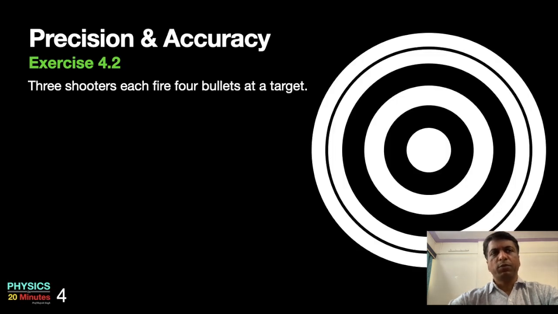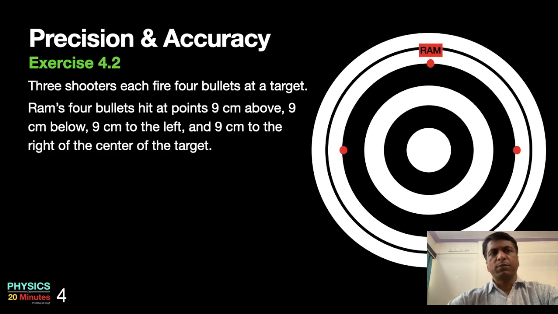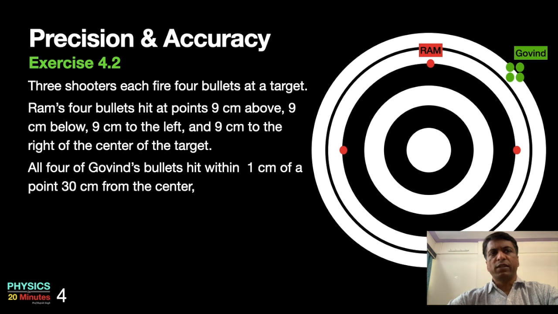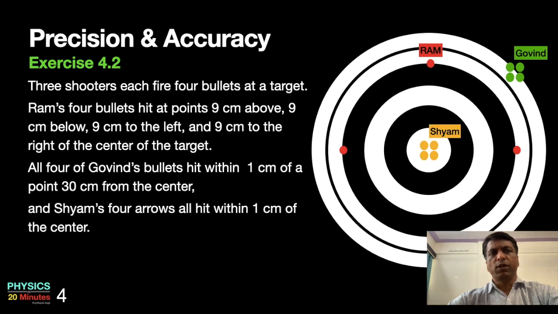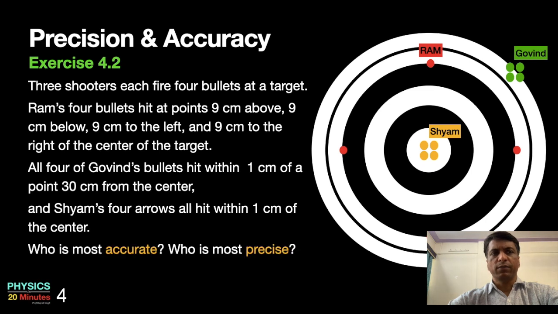Let's take another example. Three shooters fired four bullets at a target. Ram's four bullets hit at a point 9 cm above, 9 cm below, 9 cm to the left and 9 cm to the right of the target. Govind's four bullets hit 1 cm off a point 30 cm from the center. Shyam's all four bullets hit within 1 cm of the center. Who is more accurate and who is more precise? At this point, you can pause the video, solve the problem, and then come back and look at the solution.